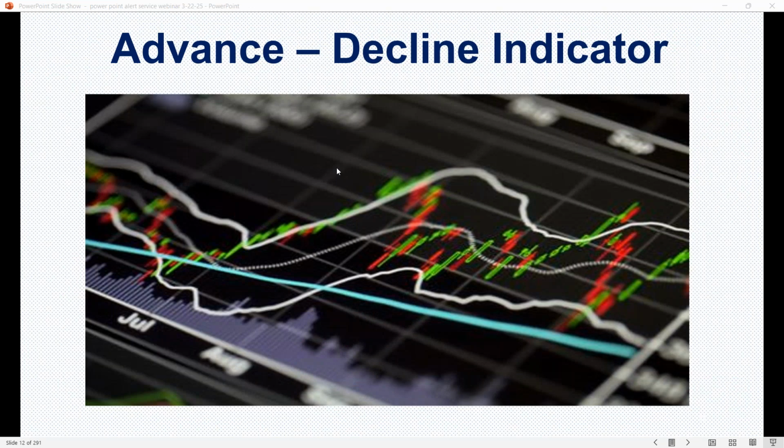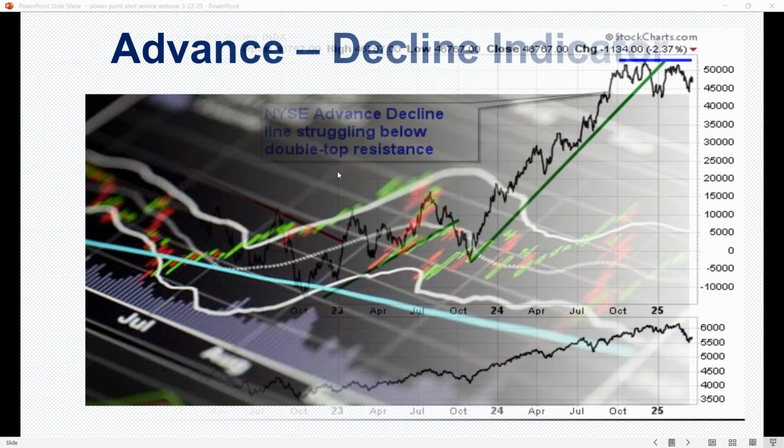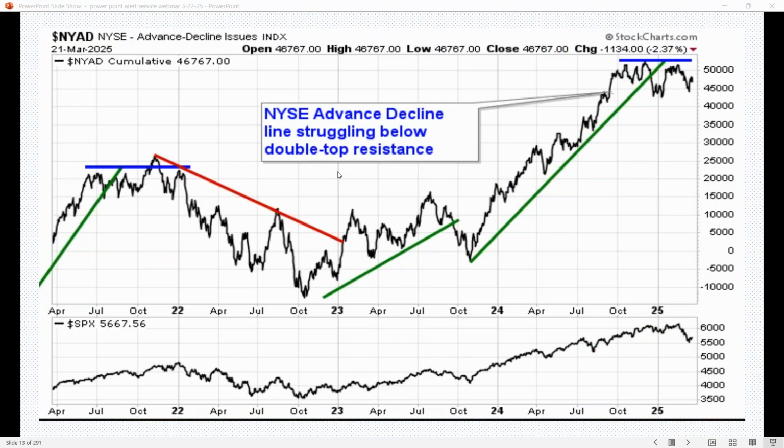Now, here's some interesting things that I've pulled together. These are indicators based on what we call the advanced decline indicator, based on the number of advancing stocks versus the number of declining stocks. This is an interesting chart to be aware of, and it's based on New York Stock Exchange advanced decline issues.